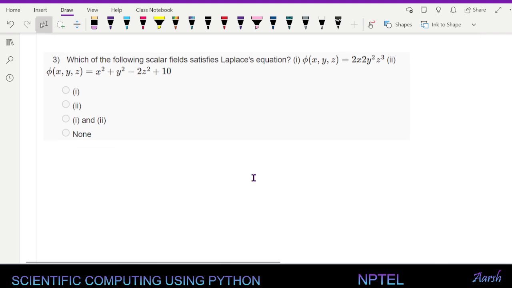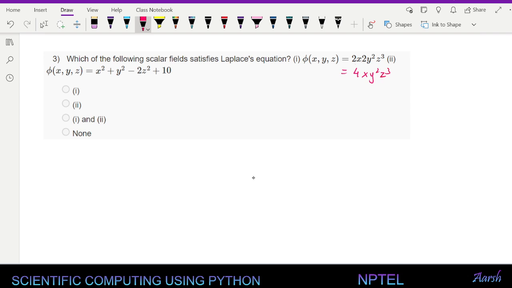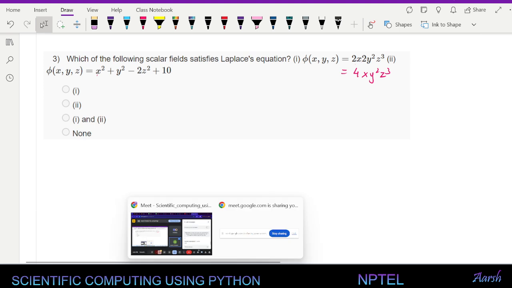Okay, third one, which I think you should also be able to do. Which of the following satisfies the Laplace equation? One is 2x times 2y square z cube, I don't know why they wrote it like this, this is equal to 4x y square z cube. And the second one is x square plus y square minus 2z square plus 10. So let's see if somebody can solve it.